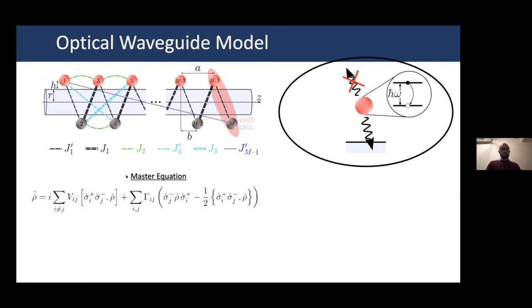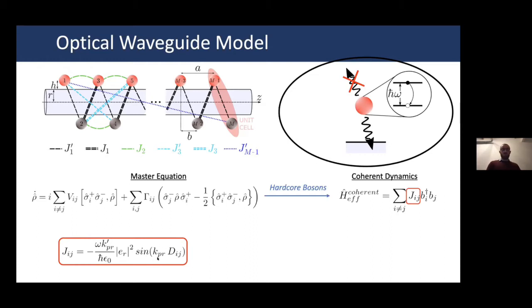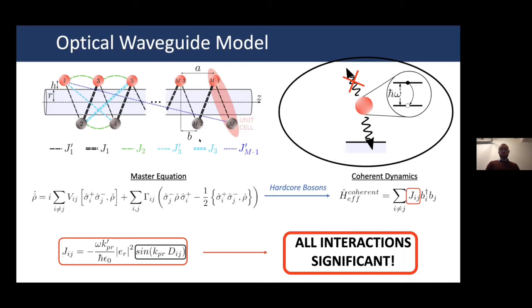Just to have it written down, this is the general quantum optical master equation for such a system in terms of spins. But we can equally represent this as a hopping problem in terms of hardcore bosons with these creation and annihilation operators. Our hopping coefficients end up being proportional to the sine of this, where beta is the propagation constant of this fiber, and this is the distance in the z direction between atoms i and j. Just to comment, this E_r is the radial component of the electric field profile function of the fiber. And of course, due to the periodic nature of this sine function, or in the distance between the atoms, all the interactions become significant in this case. So this all-to-all picture really is warranted.